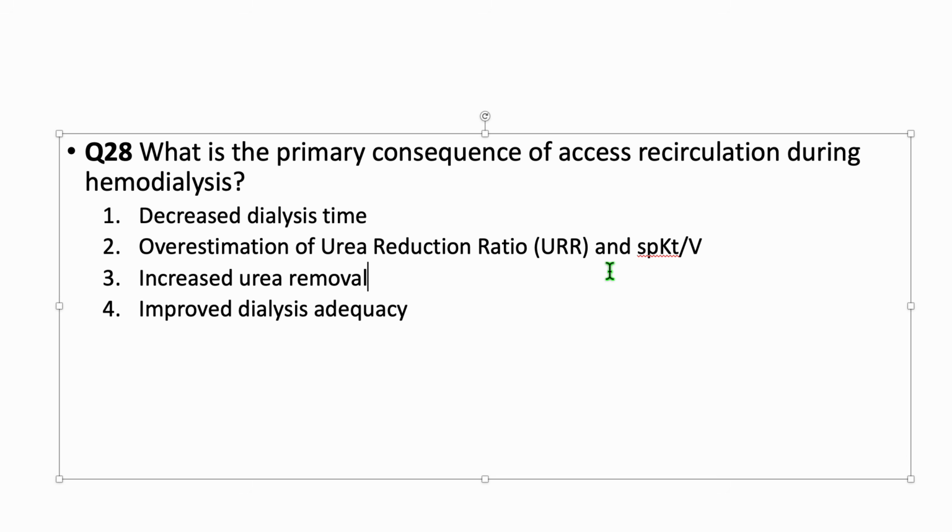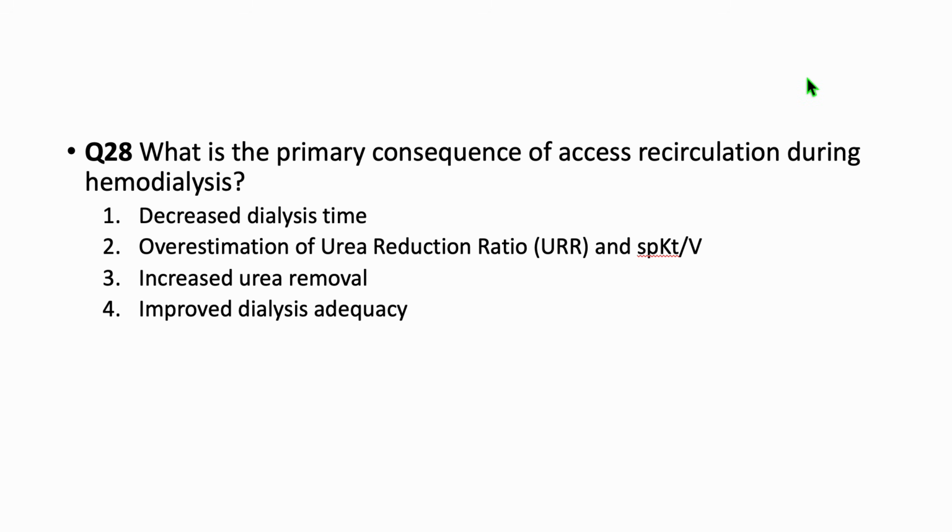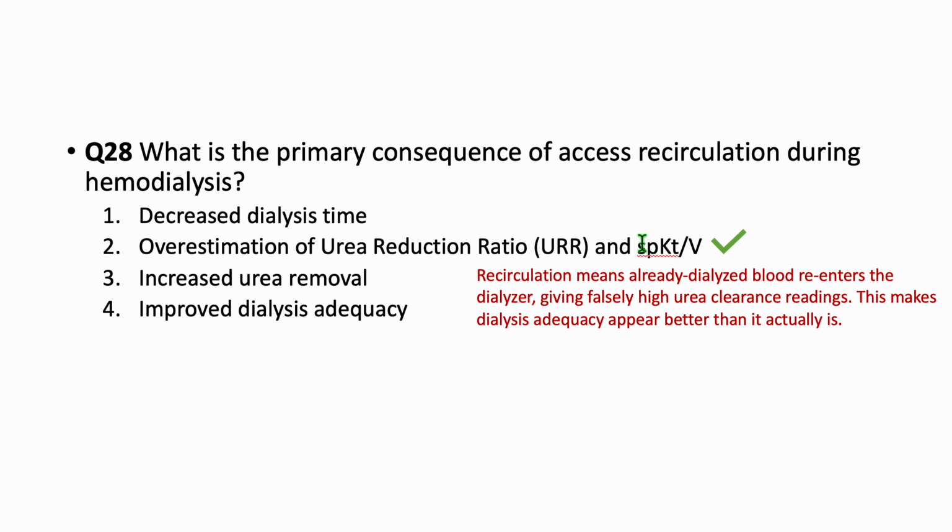Option third says increased urea removal. Now that is not going to be the case, because the blood that we are measuring, or that the dialyzer is circulating, will be the same, so urea removal will be decreasing. Fourth option says improved dialysis adequacy. It is also going to decrease, it is not going to be improved. So the right option is the second option, and it says recirculation means already dialyzed blood re-enters the dialyzer, giving false high urea clearance readings. This makes the dialysis adequacy appear to be better than it actually is. So particularly we are going to overestimate everything.